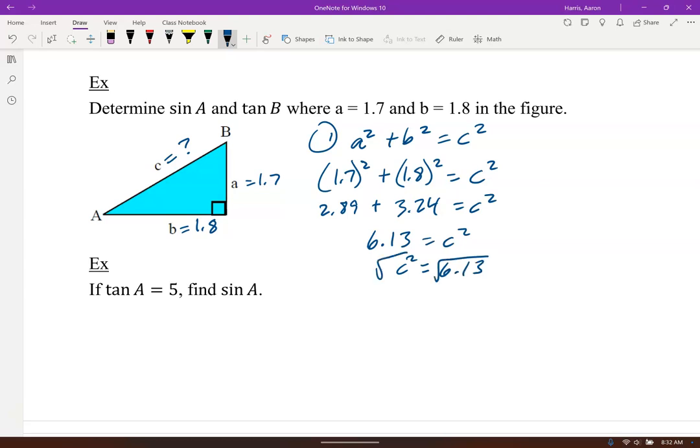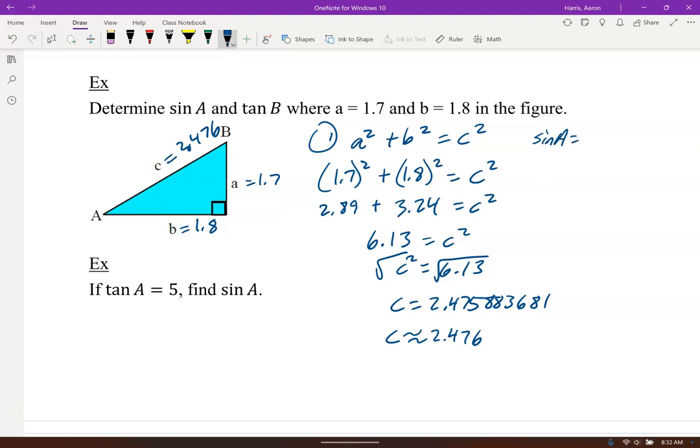Make sure you square root both sides. And that'll give us 2.475883681. We'll take that to 2.476. We'll round it to the nearest thousandth. So now we know C, 2.476. And now, with that information, we can answer the sine of A.